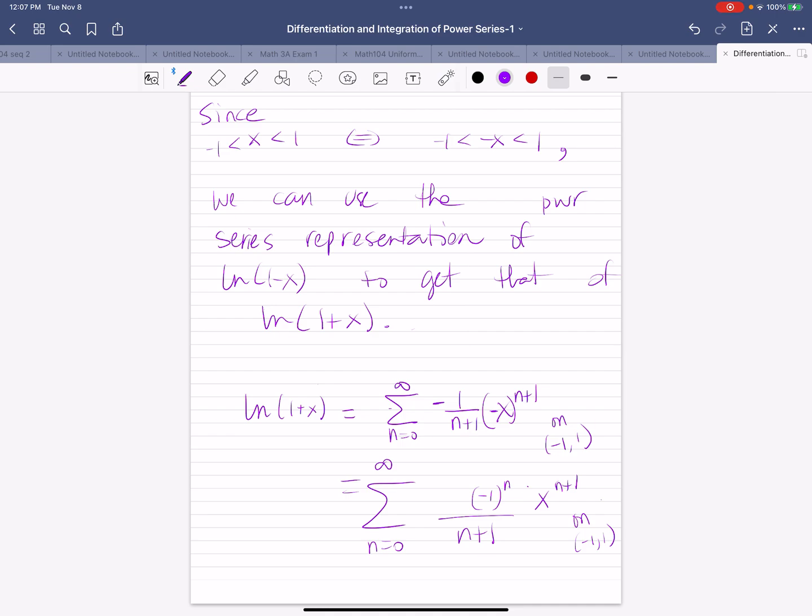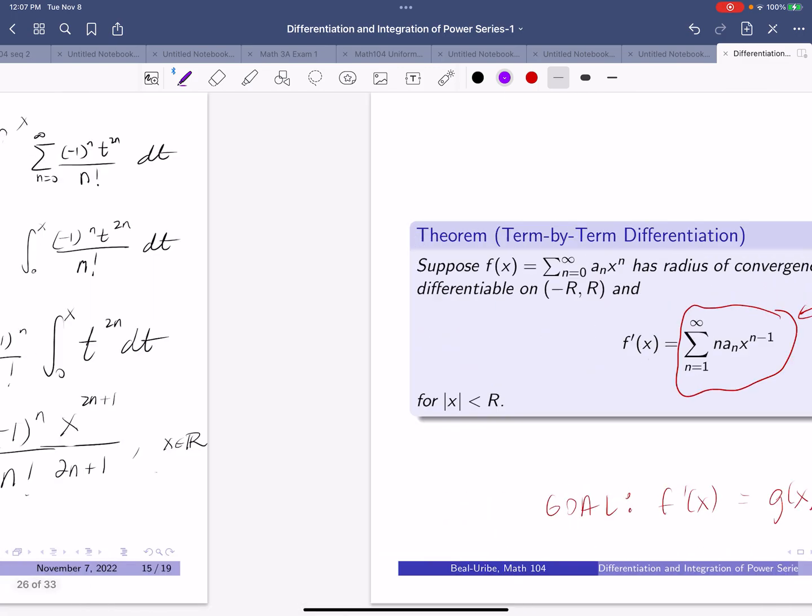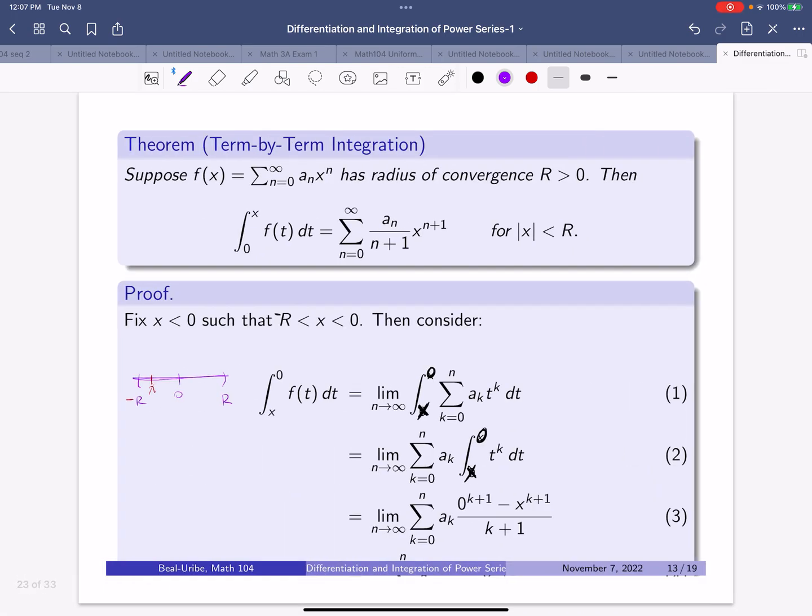Okay. All right. So that is it for this section. That's it for our discussion of integration and differentiation of power series.